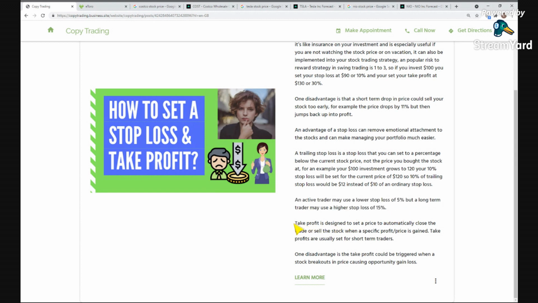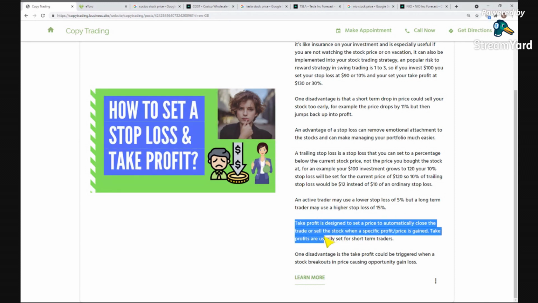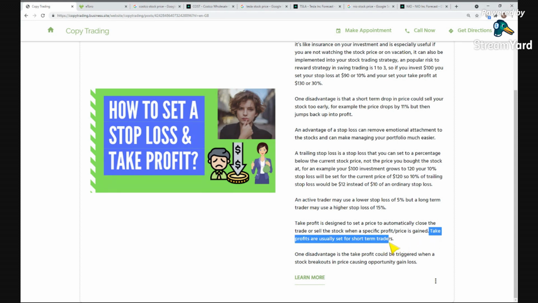Okay, now a take profit is designed to set a price to automatically close the trade or sell the stock when a specific profit or price is gained. So this is the opposite. This helps you when the stock price hits a target that you're happy with, it sells off the stock and takes a profit. Take profits are usually set for short term or swing traders, as long term traders want to leave the stock in for the long term, so they don't really set the take profit.